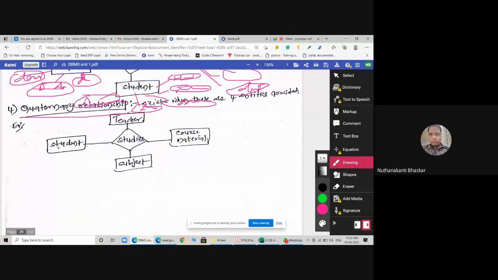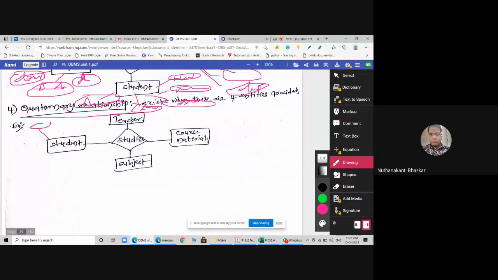Here, for example: student studies course material, student studies subject, teacher studies course material, teacher studies subject. Here, as I already told you, you must always move from left to right and top to bottom. So: student studies course material, student studies subject, teacher studies subject, teacher studies course material.